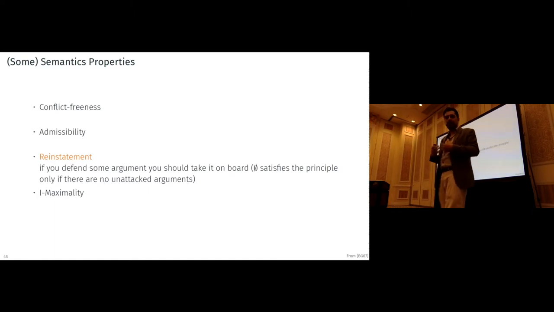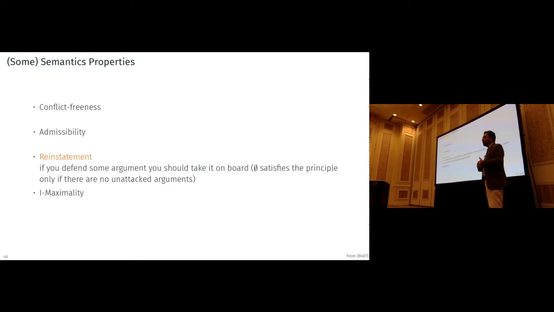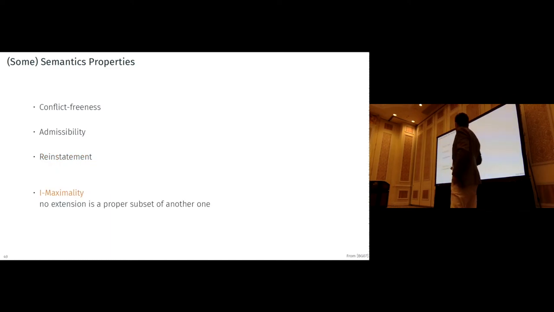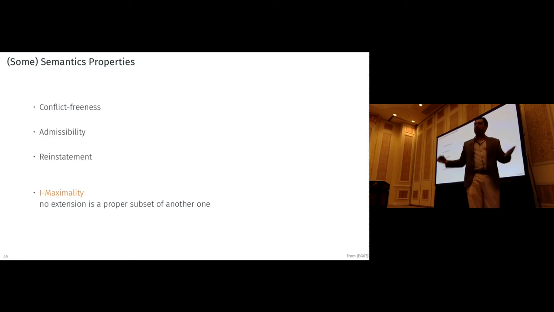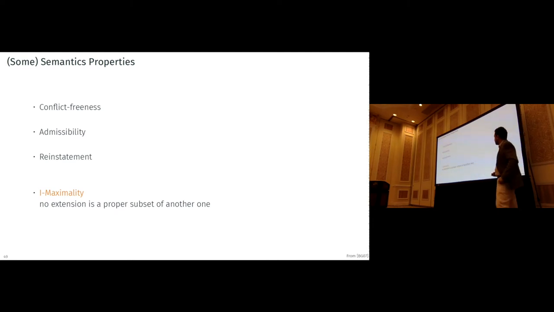Reinstatement says that if you are defending an argument, then you should bring this argument together with you in your extension. And then maximality is that no extension should be a proper subset of another one. So essentially, you want to have a maximality type of principle here.